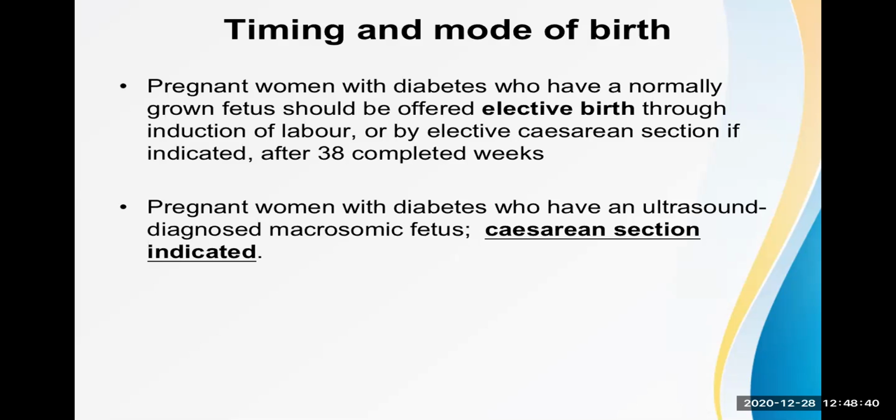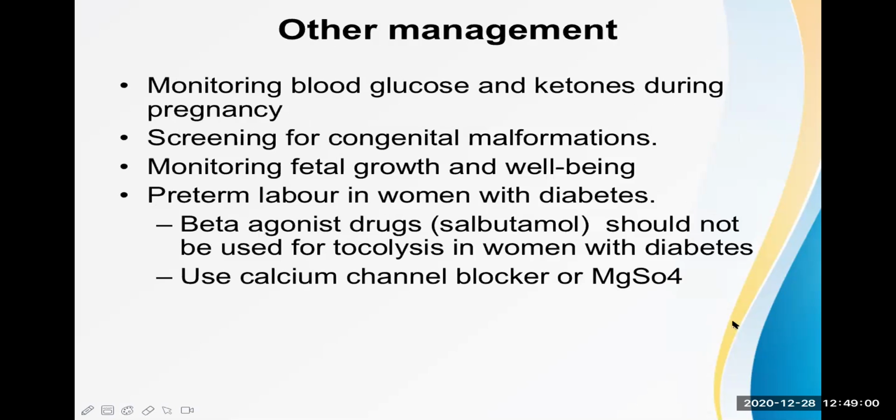That elective birth means we induce the labor, either by oxytocin or prostaglandin, and give the birth by the vaginal route. Or if the baby is too big, if we think the risks are too much, then we go for elective cesarean section. So this is already well understood.